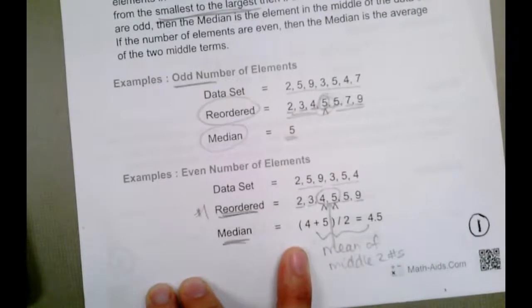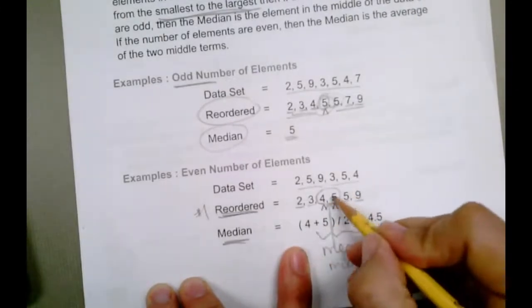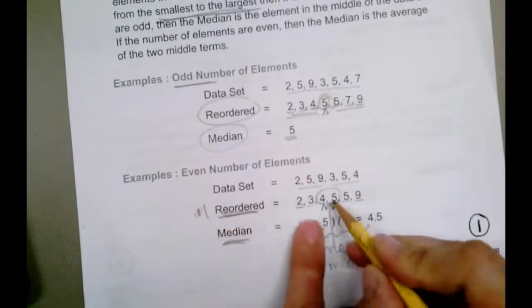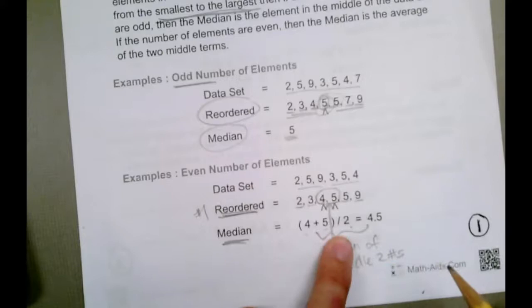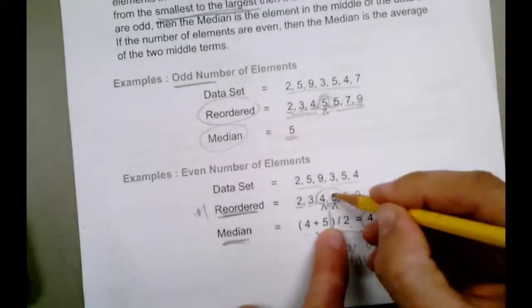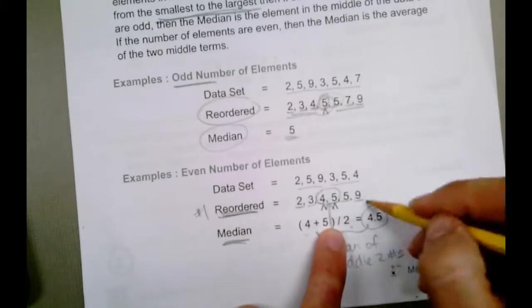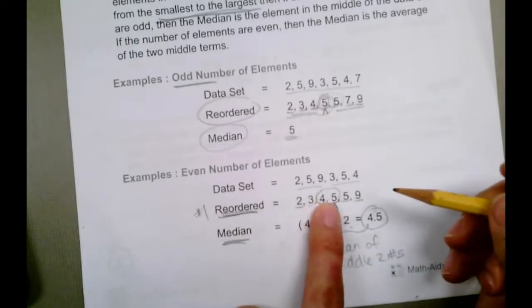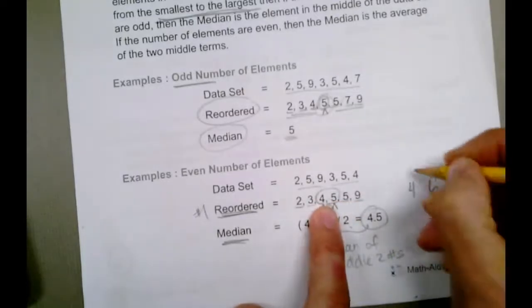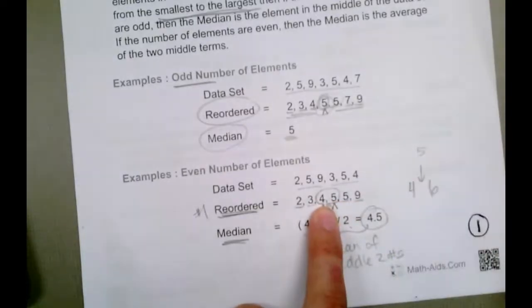Okay? So they add 4 and 5 and divide by 2 because they're two pieces of data. You add them together, you divide by 2, and you get 4.5. Some of you will be able to look at that and know that right away. But sometimes they're not as simple. Sometimes they're not just in between. Sometimes you might have 4 and 6 be your middle numbers. So then you know that the median would be 5.